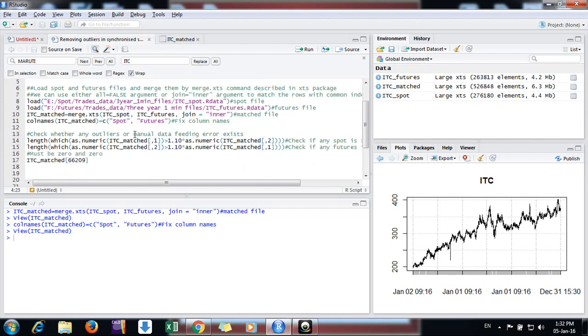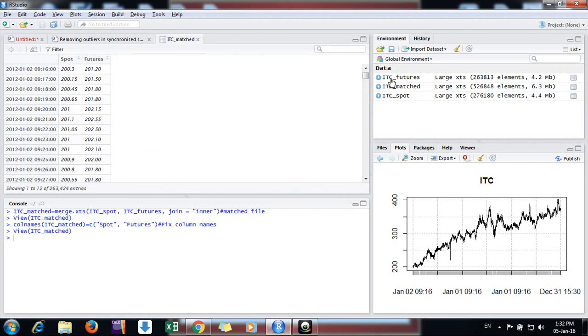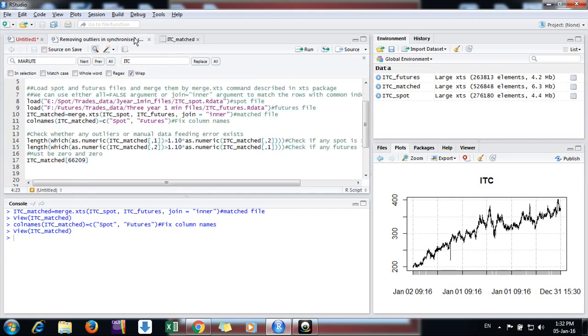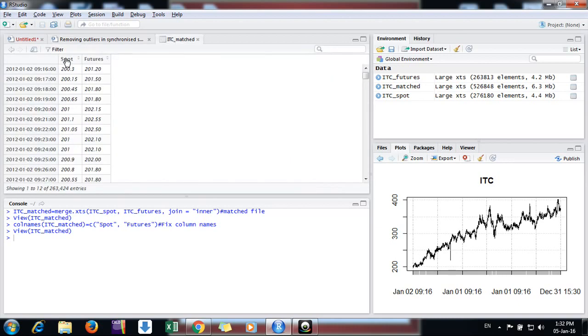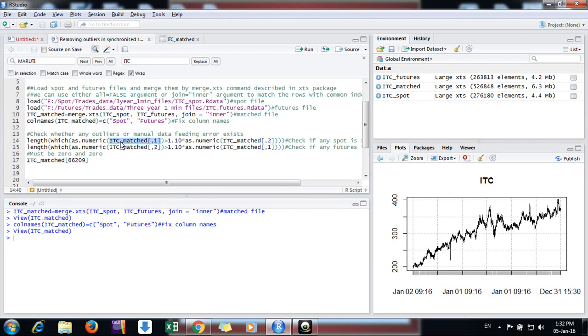So now what can we do here? We have a synchronized series, ITC matched. Now I want to indicate which data points are outliers. I'm using a command on the first column of ITC matched, where the first column is spot and the second is futures. The limit I'm setting here is 10%: is the first column greater than 1.10 times the second column, that is futures?